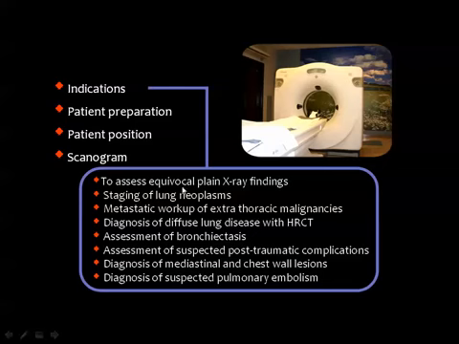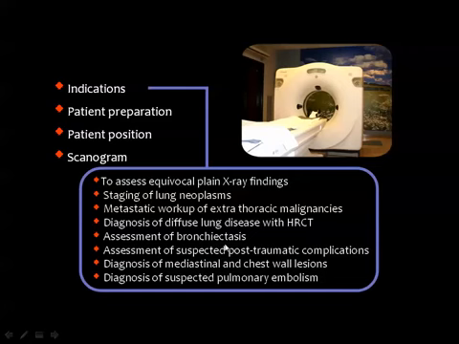Then one of the important roles also is to stage the lung cancer, and we'll have a full lecture about diagnosis and staging of lung cancer. Then in the metastatic workup of extrathoracic malignancies, CT without contrast may be used for screening the presence or absence of pulmonary metastasis. Diagnosis of diffuse lung disease by high resolution CT. We have a full lecture about the diffuse lung disease and the role of high resolution CT in the evaluation.